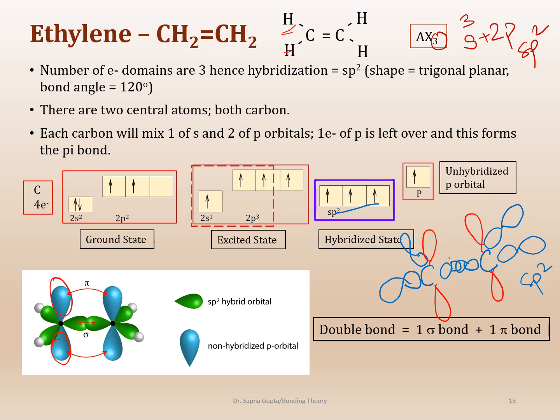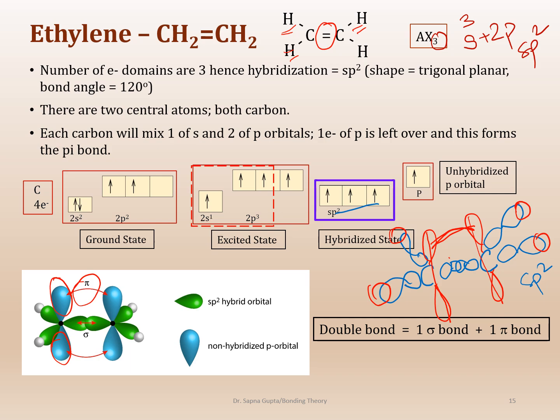You also have the 4 hydrogens in there. So the 4 hydrogens are going to be bonding right here. So which means what? You have the p that's left over. That p is going to overlap to give you what is called the pi bond. The pi bond is the second bond in there.